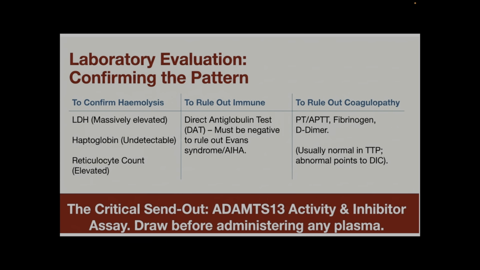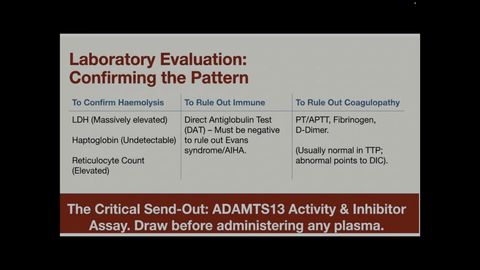Evaluation confirming the pattern. So once TMA is suspected, we need to establish the hemolytic pattern and simultaneously exclude important mimics. For hemolysis, we look for markedly elevated LDH, low or undetectable haptoglobin, and an increased reticulocyte count. To assess immune hemolysis, we perform the direct antiglobulin test. We also assess coagulation parameters PT, APTT, fibrinogen, and D-dimer, particularly because DIC can mimic TMA.